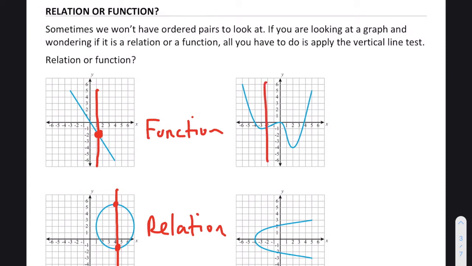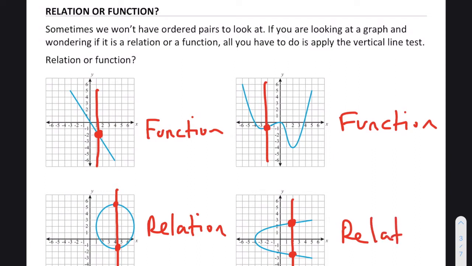So we can do the same thing here if we imagine sliding that back and forth. Now this one curves around quite a bit, but it never touches that line at more than one spot at a time. So this is a function. And then similarly down here, this is actually called a parabola that's laying on its side. And if we draw a vertical line, we will notice that it crosses that parabola in 2 spots. So therefore it is a relation and not a function.